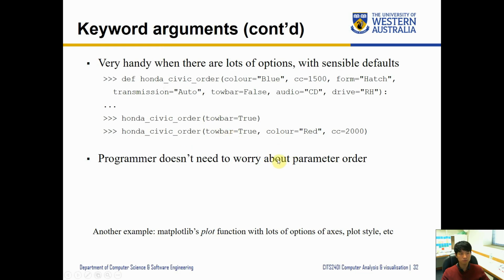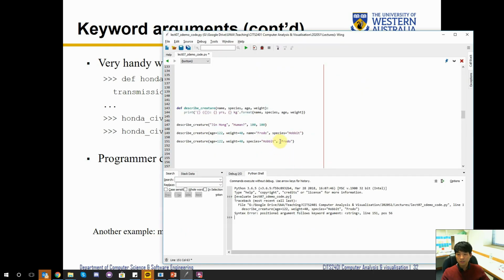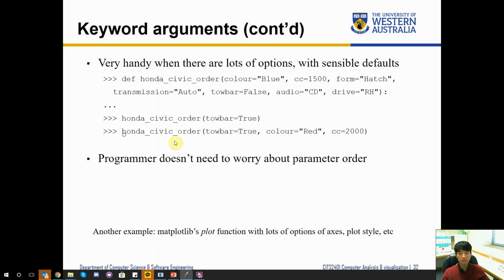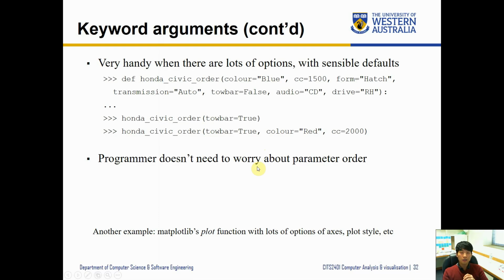So for example, where am I? Instead of Frodo, let's get rid of weight. Here, name equals Frodo, and say that weight equals 100 by default. Then I don't have to provide the weight value, and this time it will not complain about it. Okay. So this, if you combine it with the default value, it's very handy.